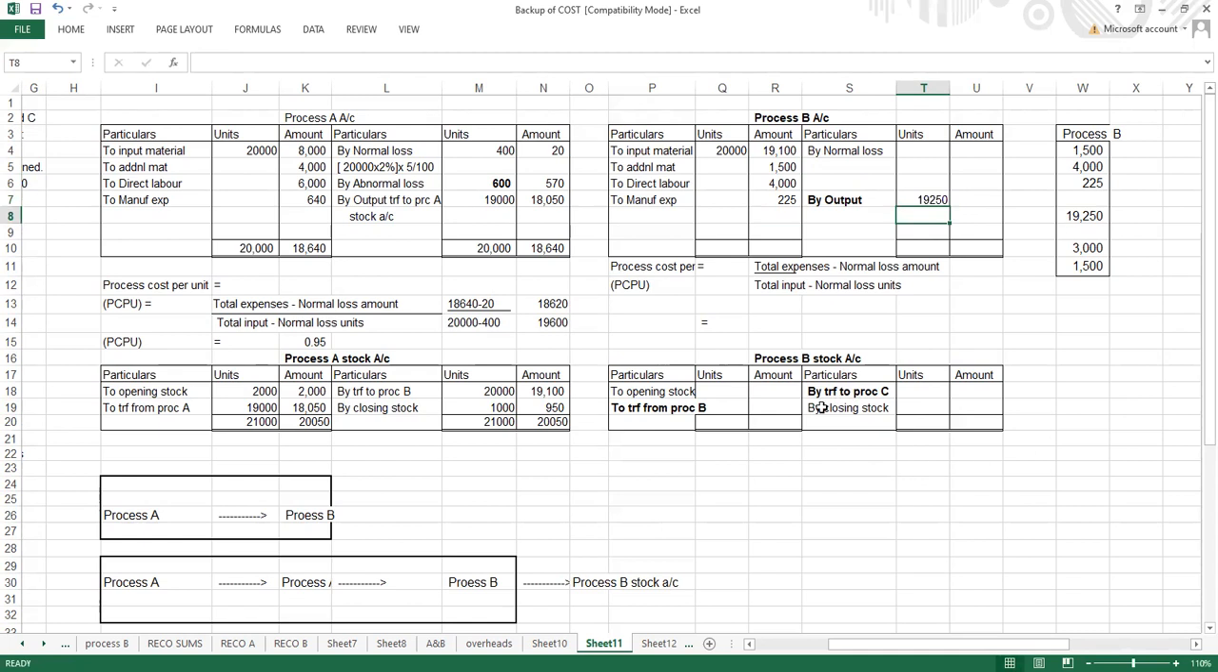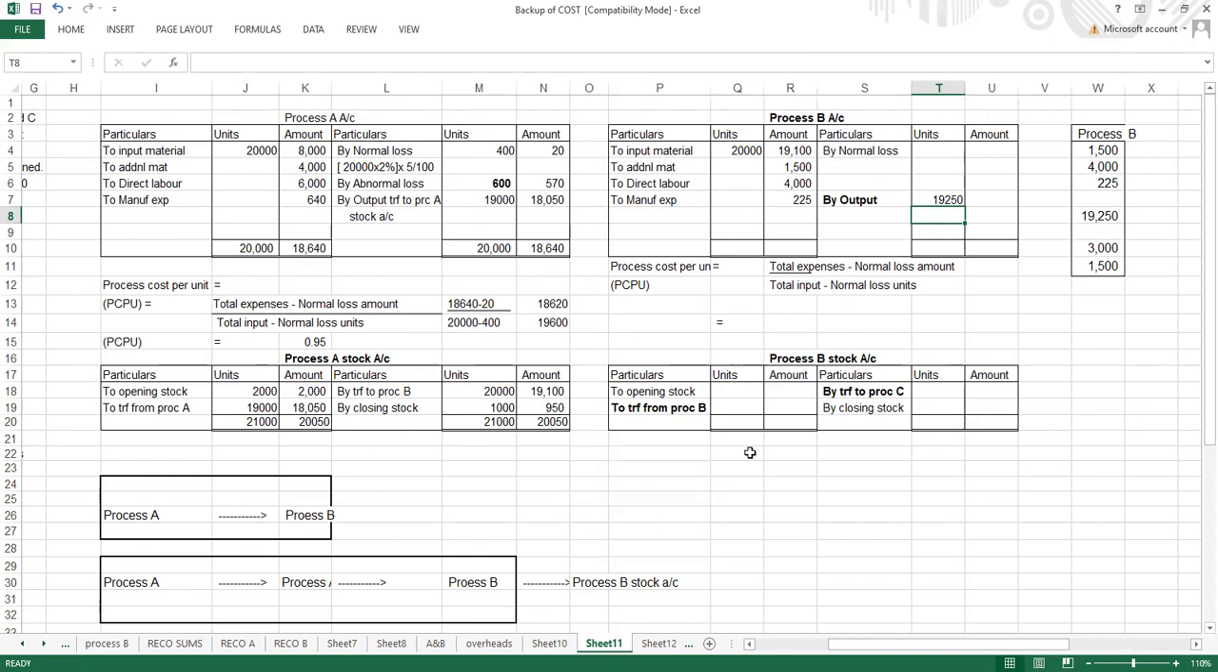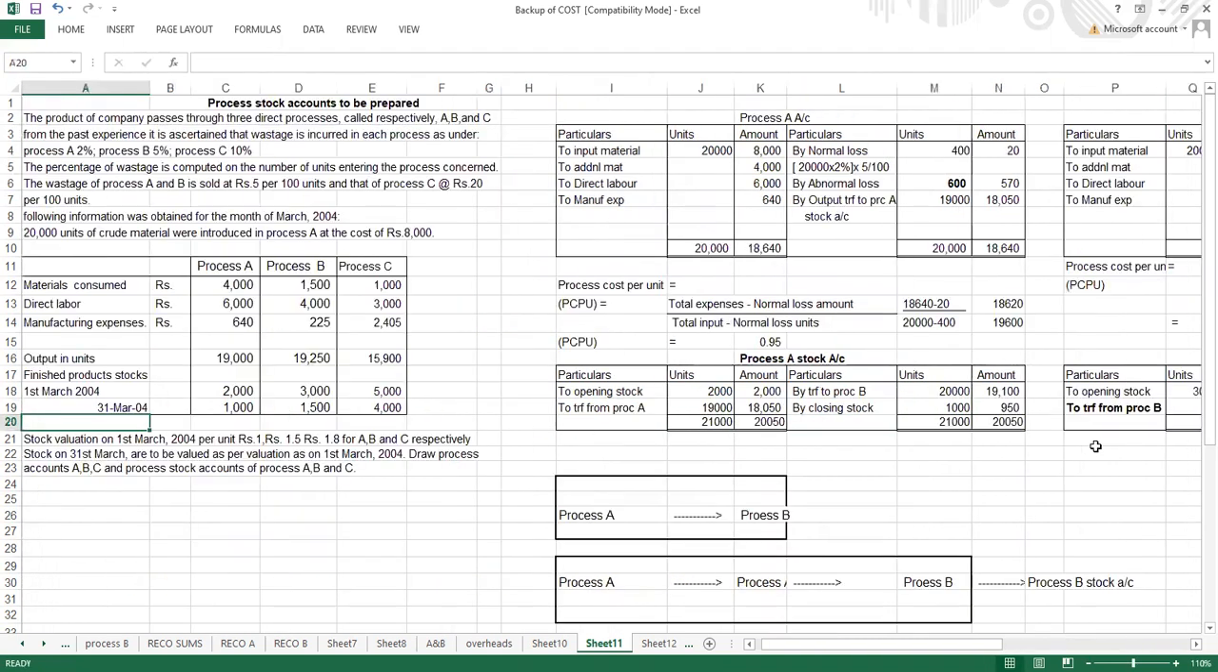Similarly, stock items are also given. That is opening and closing stock of process B stock account. So opening stock is 3,000 units and closing stock is 1,500. Clear? So this was given to us in the tabular format.